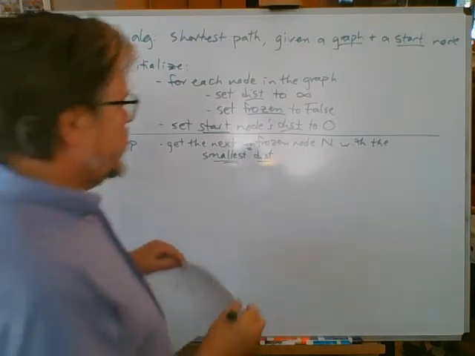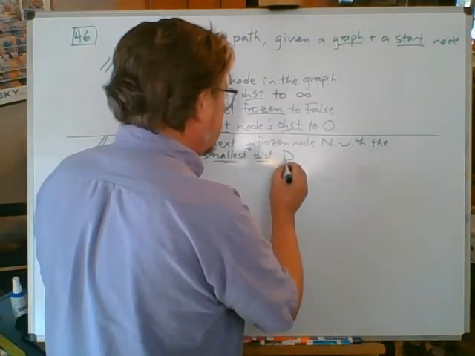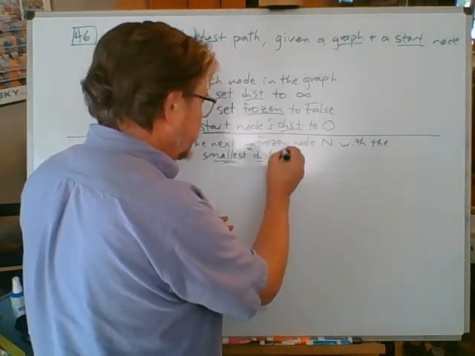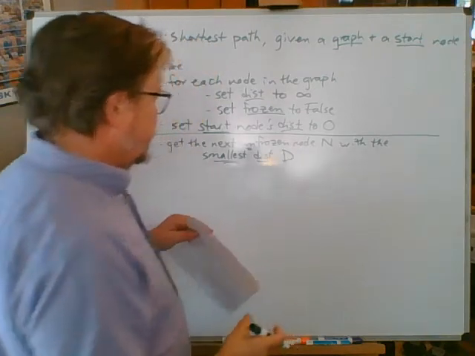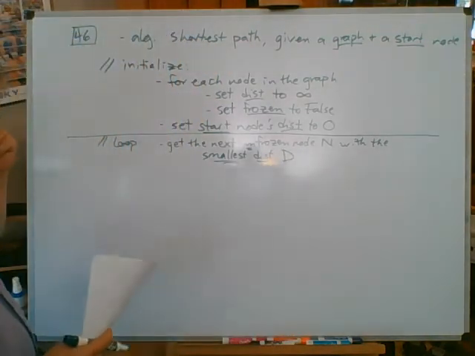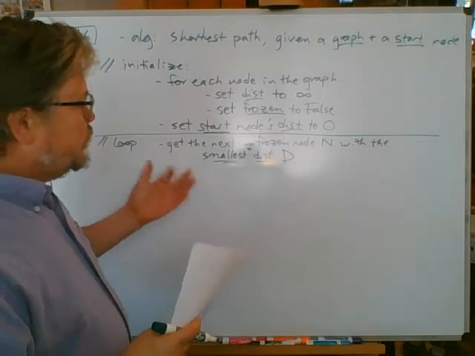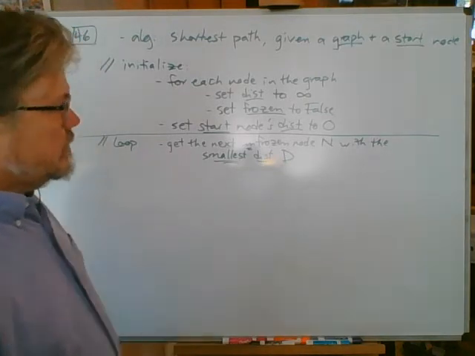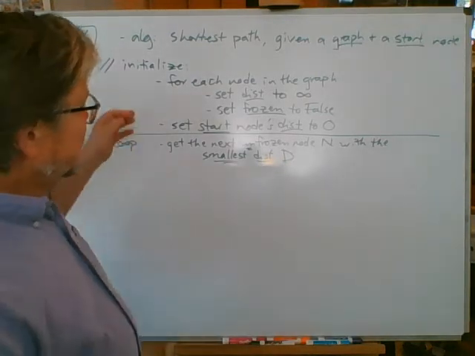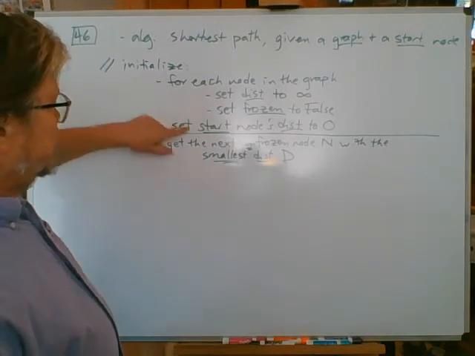And I'm going to call that smallest distance capital D, because I have to refer to that as well. I told you, that was a long statement. That's a bunch of stuff, and we haven't even started the loop yet. Get the next unfrozen node n with the smallest distance d. Well, that's what I meant by this statement right here.